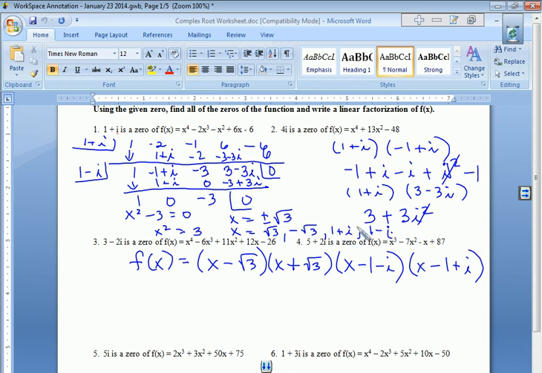And so you're subtracting the entire complex number, so it changes the signs of everything. So this went from 1 plus i to negative 1 minus i. This went from 1 minus i to negative 1 plus i.